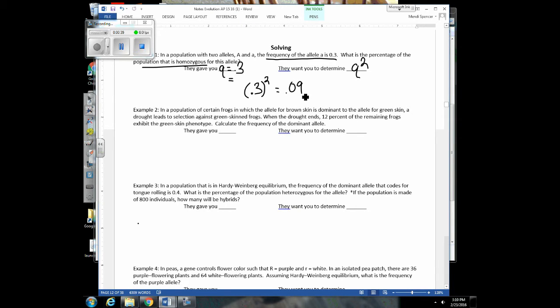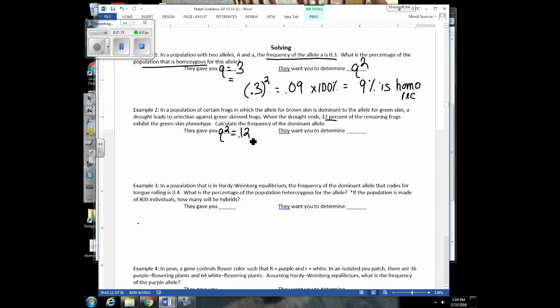Remember, the question says, what is the percent of the population that is homozygous? So we're going to have to turn this into a percent. We times this by 100, and that simply means that 9% of the population would be homozygous recessive, like little a, little a. In example 2, they gave us the percent of the population that was showing that homozygous recessive phenotype. They were giving us q squared.